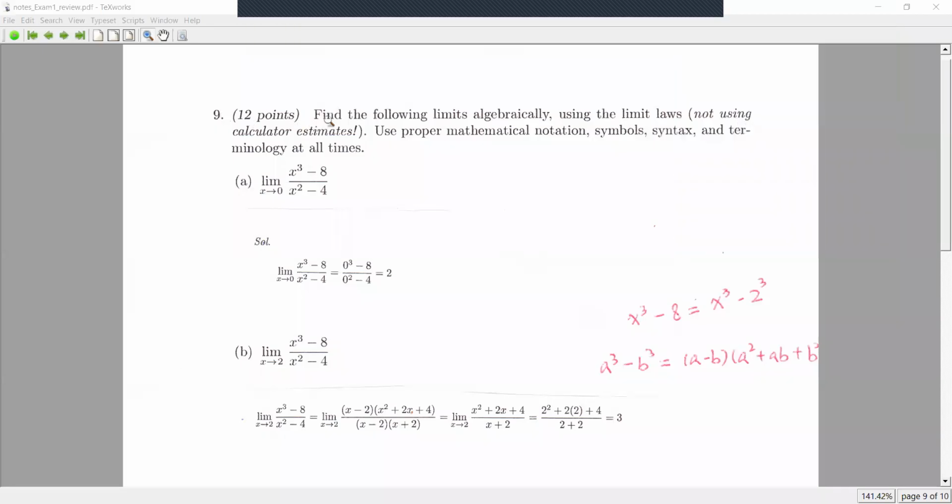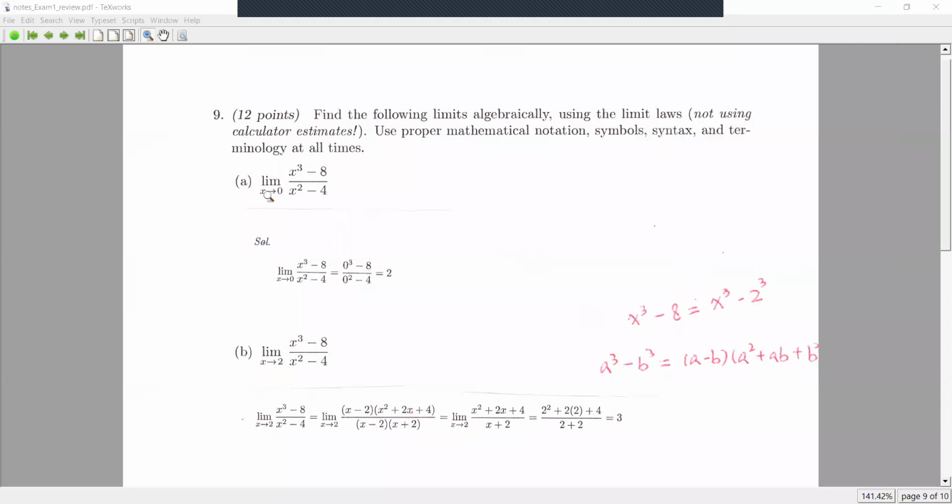Problem number 9. Find the following limits algebraically using the limit laws, not using calculator estimates. Use proper mathematical notation, symbols, syntax, and terminology at all times. Here, we use the limit laws, mainly direct substitution. Not using calculator estimates means not using tables.